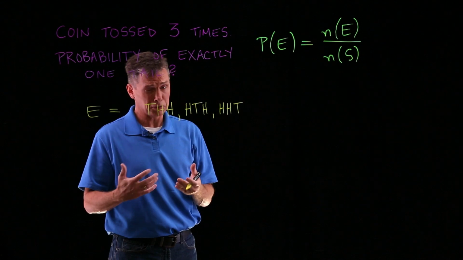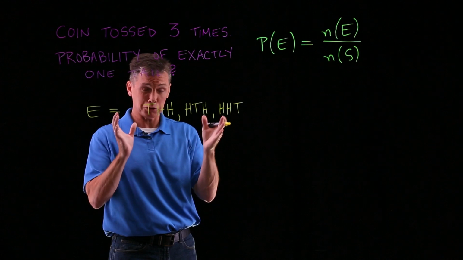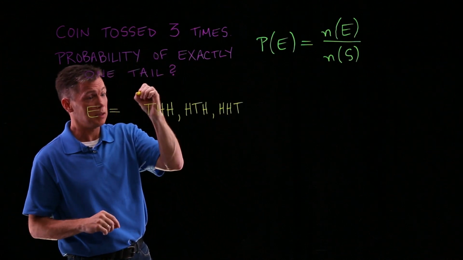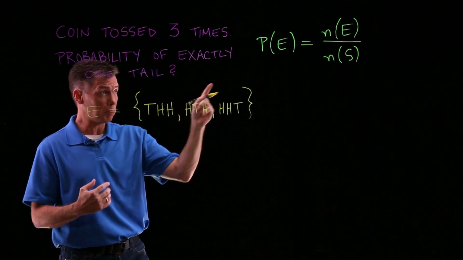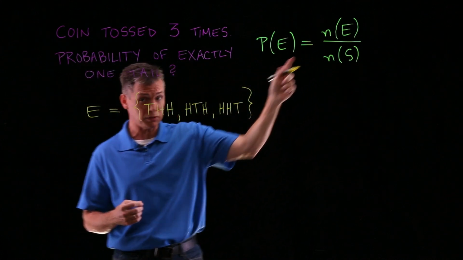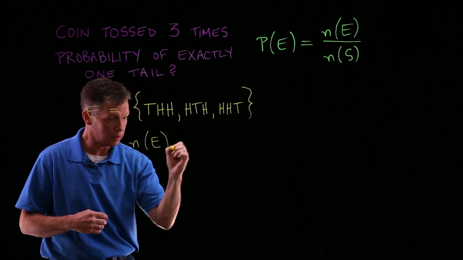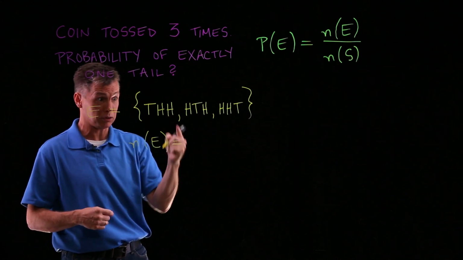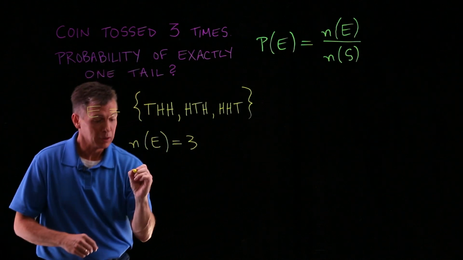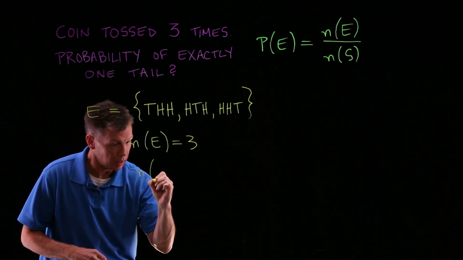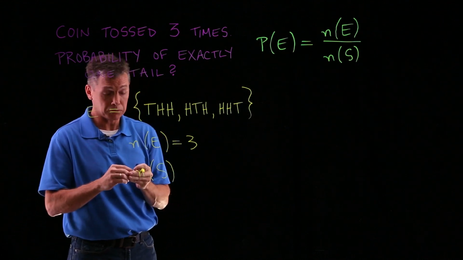Any other possible result of tossing that coin 3 times is going to have more than one tail or no tails. This is the only way to get exactly one tail. And this is actually a set, but what's really of interest to me in this problem is the size of that set. So my N of E here is just the number of guys that you just listed. 1, 2, 3. So 3. Now I also need this N of S, the size of your sample space.